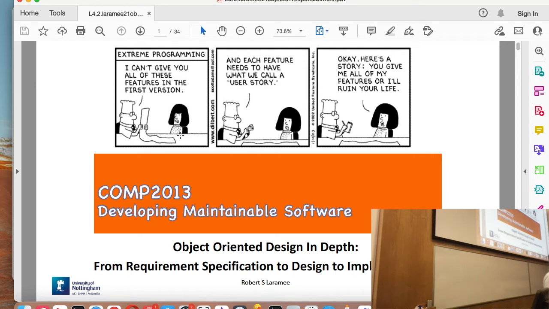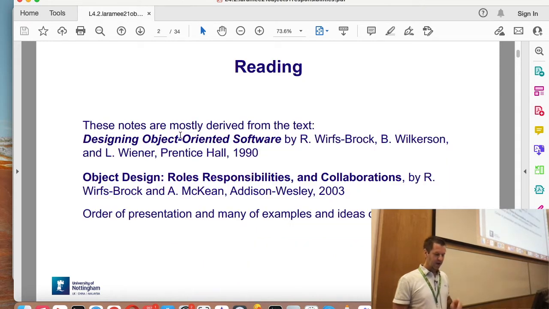Right? Imagine you have a program that's 1 million lines of code. You have to think very, very carefully about how it's organized. Very, very carefully. Otherwise, the project is going to fail. Okay. And also, a little side note, these are the books that we're drawing most of this lecture material on. So these are kind of classic object-oriented design books.